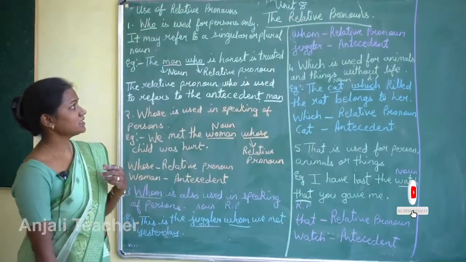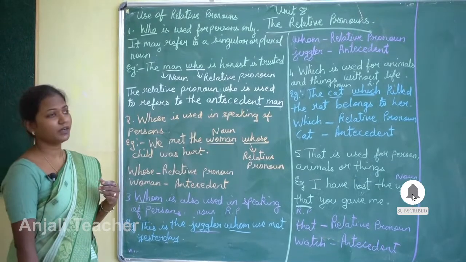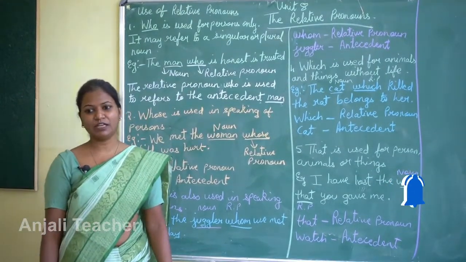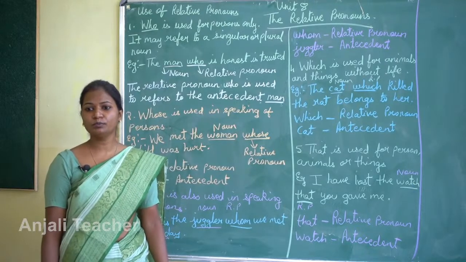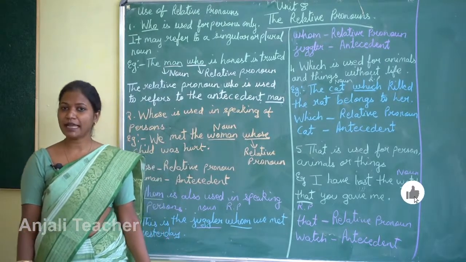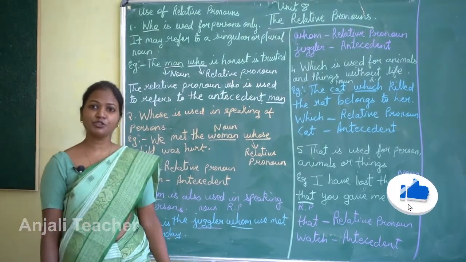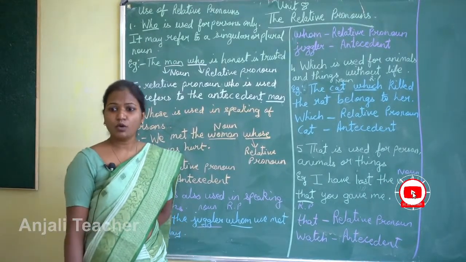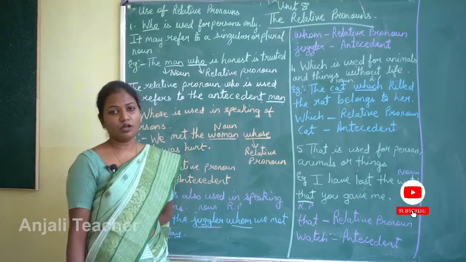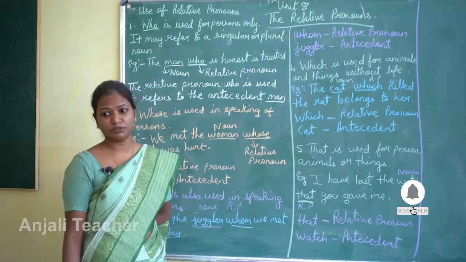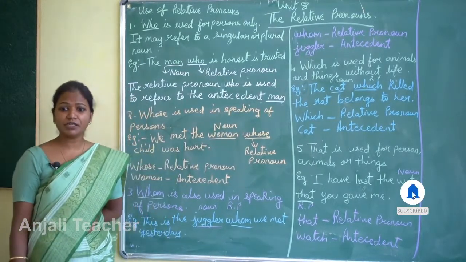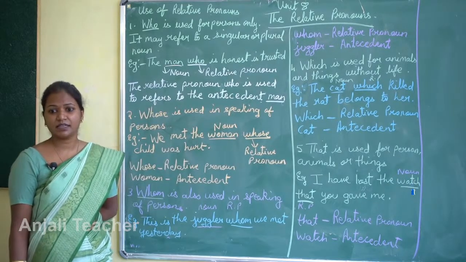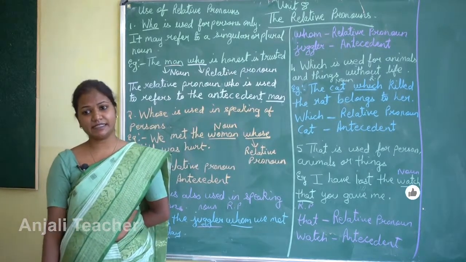Our next topic, that is Unit 8, the relative pronouns. The words who, whom, whose, which and that, which join two sentences and refer back to nouns going before them, are called relative pronouns. The noun to which a relative pronoun refers or relates is called its antecedent.